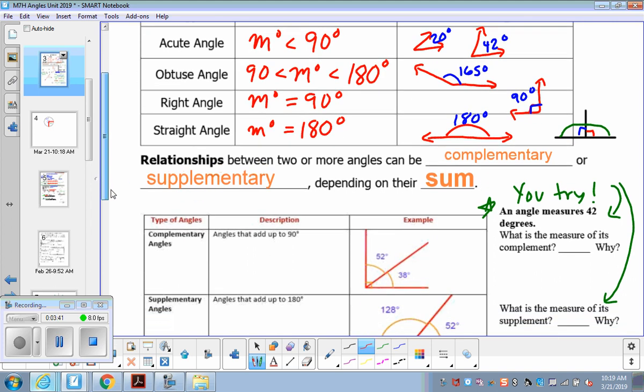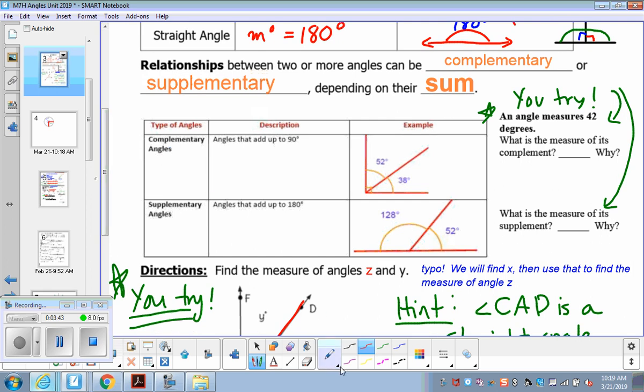Here's what I mean. First, I'm going to start with complementary angles. Complementary angles add up to 90 degrees. So if I am talking about, let me actually use a straight line tool so that works out a little bit better.